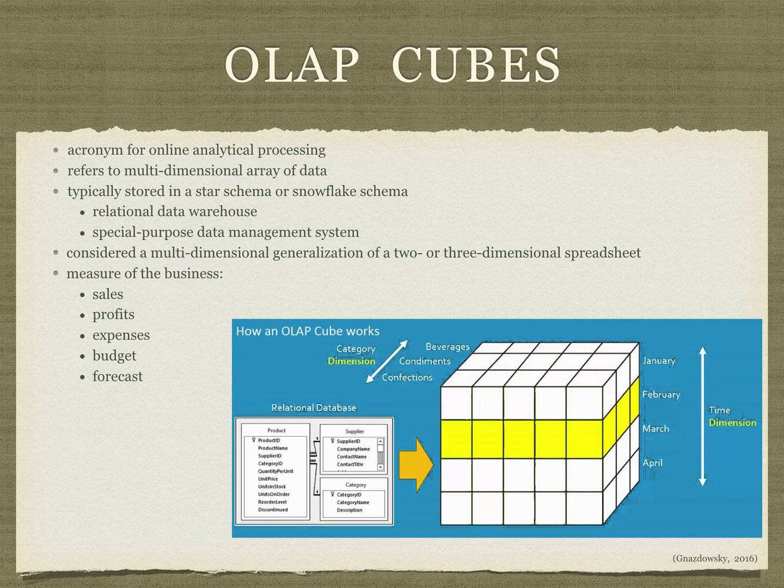OLAP cubes. OLAP is an acronym for Online Analytical Processing. It refers to a multi-dimensional array of data. It is typically stored in a star schema or snowflake schema within a relational data warehouse or special purpose data management system. It is considered a multi-dimensional generalization of a 2 or 3-dimensional spreadsheet. The measure of the business aspects of sales, profits, expenses, budget, and forecasts. This visualization on this slide shows how an OLAP cube works.